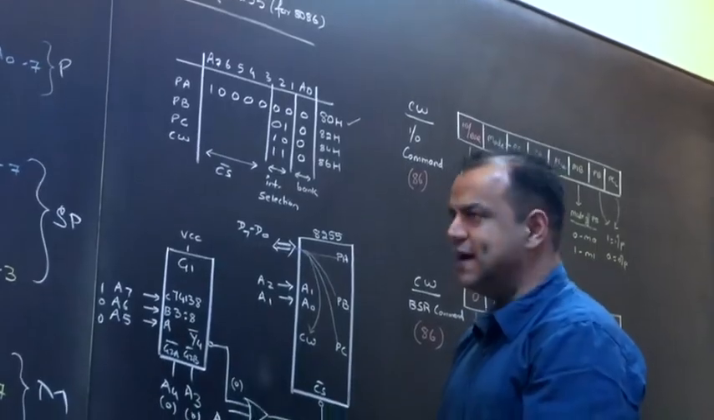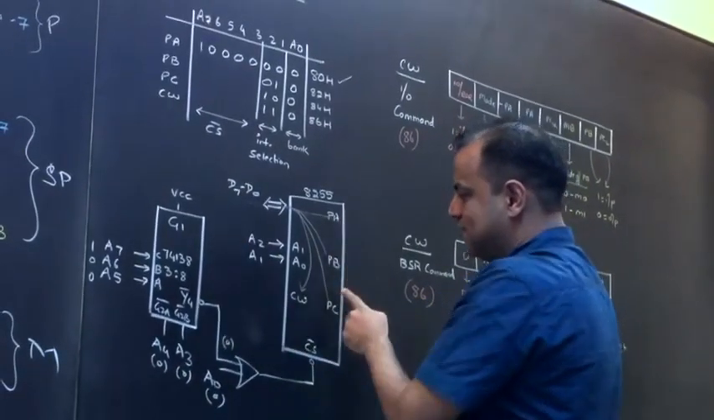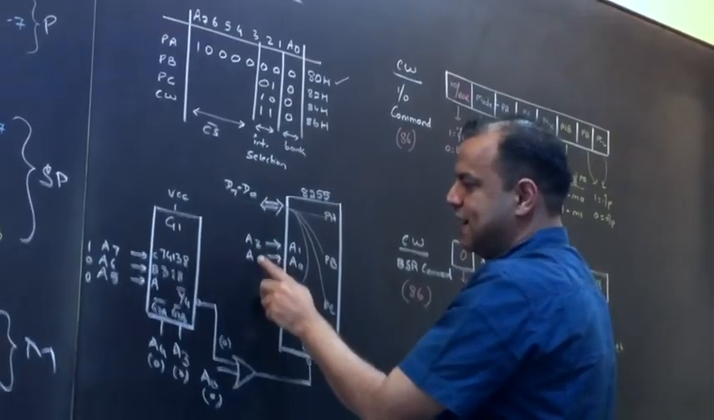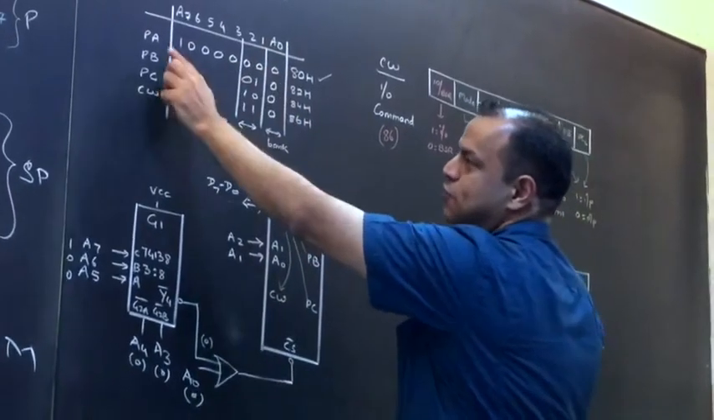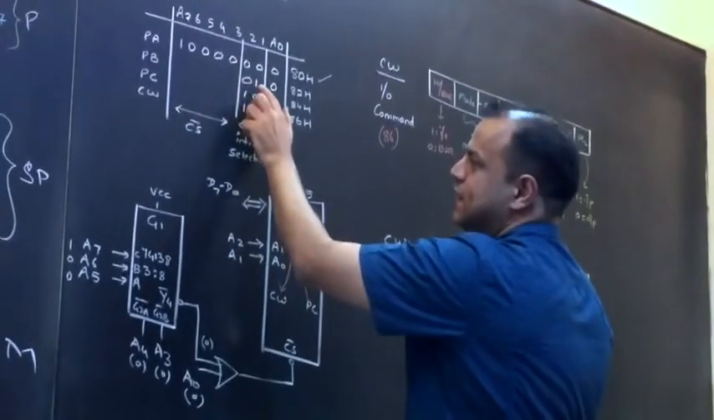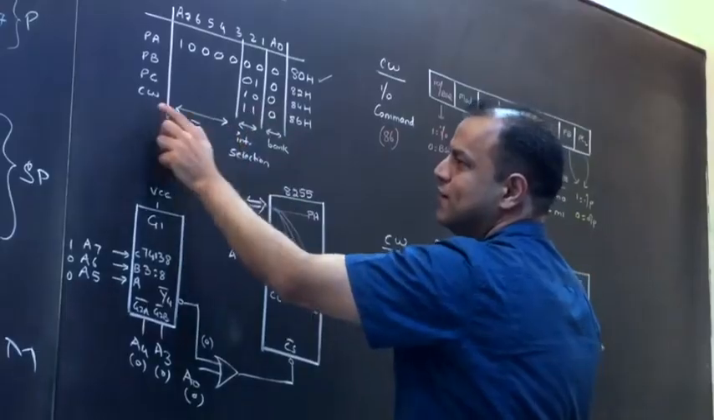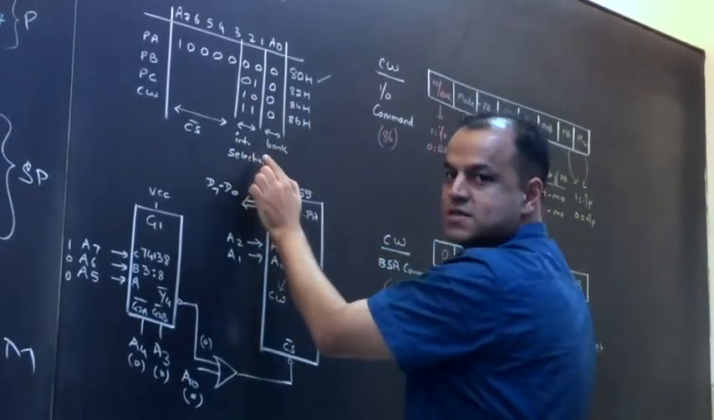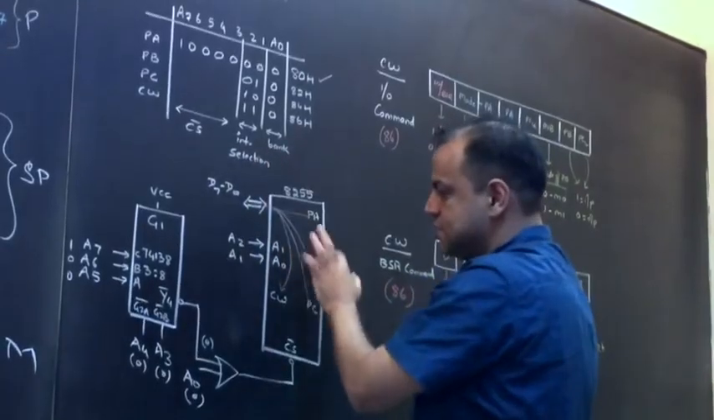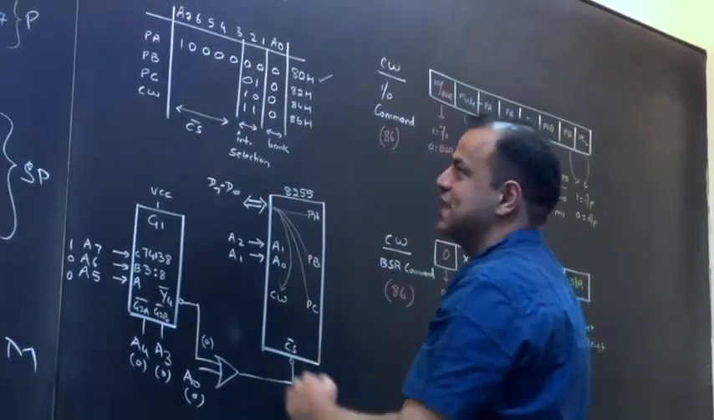Tell me, did you understand this? Now, the lines which are going inside to decide these 4 options are A2 and A1. If they are 0, 0, port A will be selected. If they are 0, 1, port B. 1, 0, port C. 1, 1, control word. That means these 2 lines are used for internal selection. The remaining address lines will do chip selection.